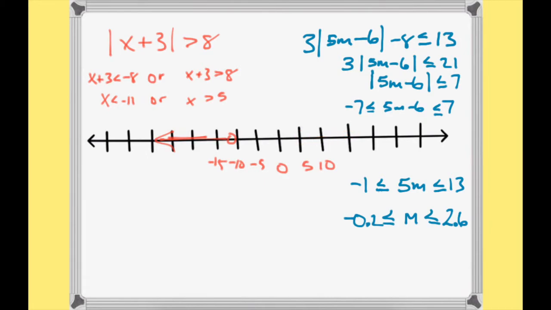So if we want to plot those on the number line, we're looking at 2.6 about here, and negative 0.2 about here. And we're looking at the area in between them.